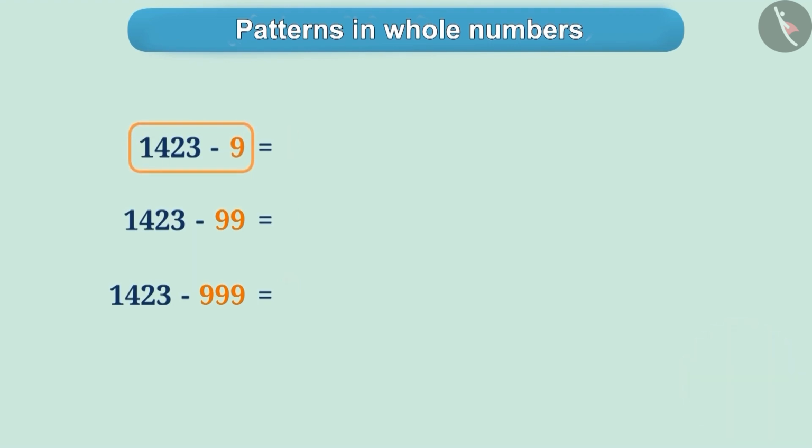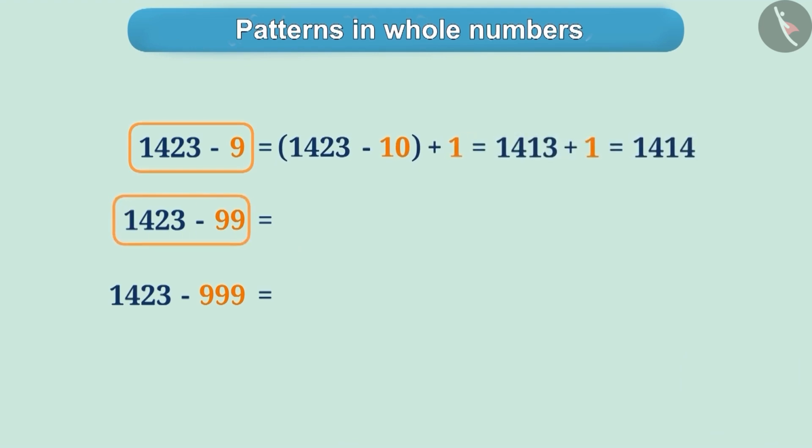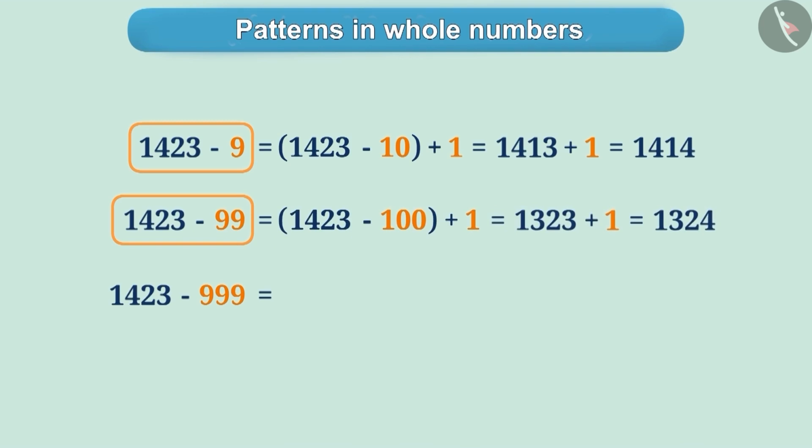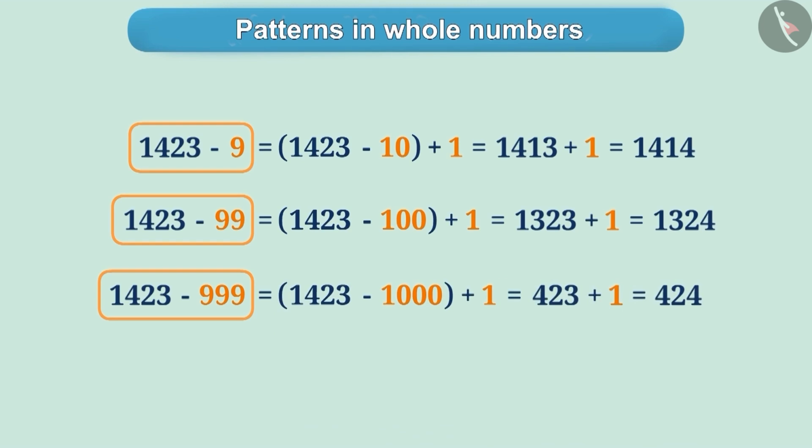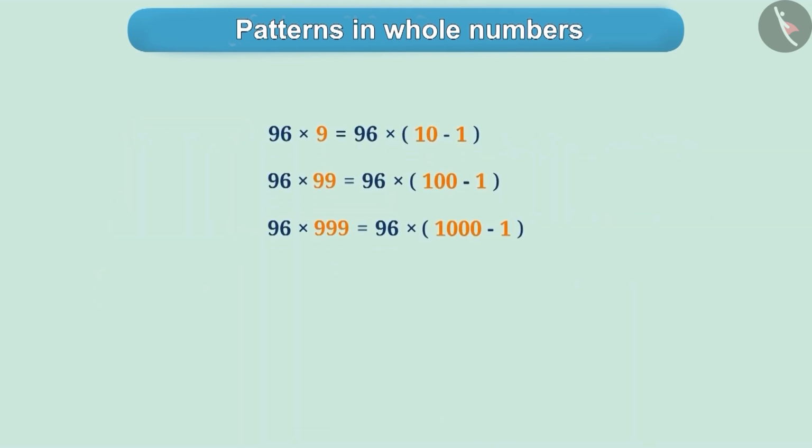Here, in place of subtracting 9, first we will subtract 10 and then we will add 1. Here, in place of subtracting 99, first we will subtract 100 and then we will add 1. Similarly, in place of subtracting 999, first we will subtract 1000 and then we will add 1. Similarly, we can observe the pattern for multiplication.